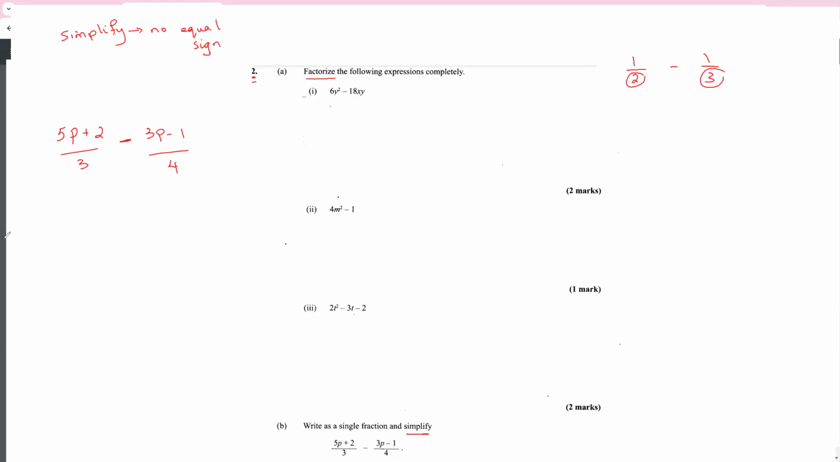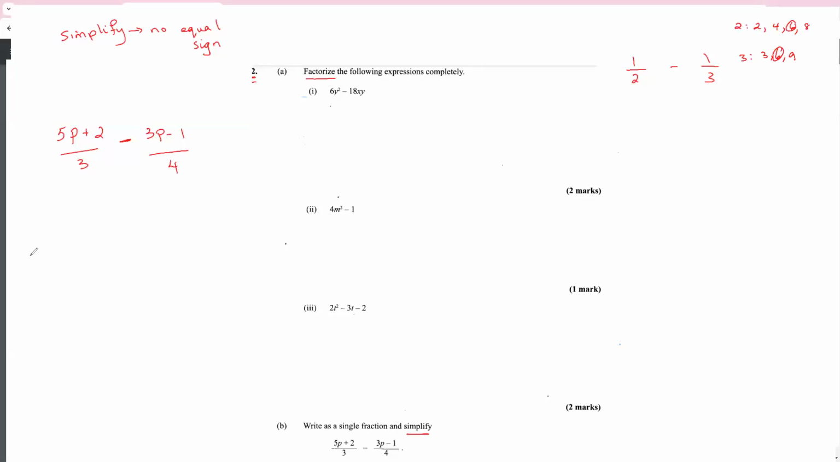If you have trouble finding LCM, LCM means lowest common multiple, which is basically for each of the numbers, you're looking at the times table, right? And you're looking for the lowest number that is in common, which is actually multiples of the times table. So like for this one, we have 2, 4, 6, 8, and 3 times, so 3, 6, 9. So the lowest in common is 6.